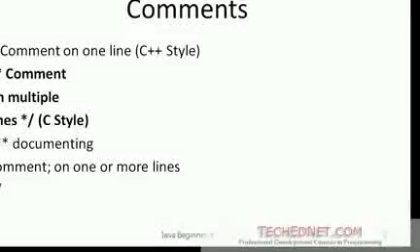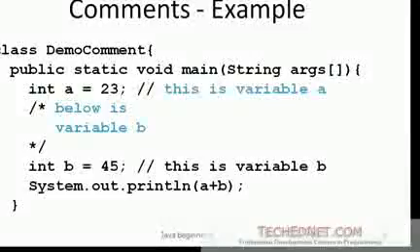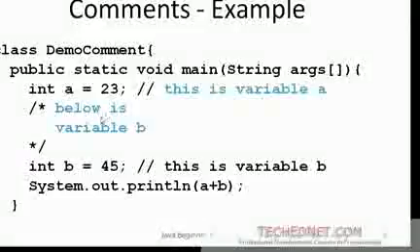Java introduced a third kind of comment called a documenting comment. This is like a C-style comment, except that this type of comment can also be read by a tool called JavaDoc, which can take your source file and create documentation. I will cover that part in one of my later lessons. This example shows 2 different types of comments. This is the C++ style comment and this is the C style comment. Of course, these are not very useful comments.